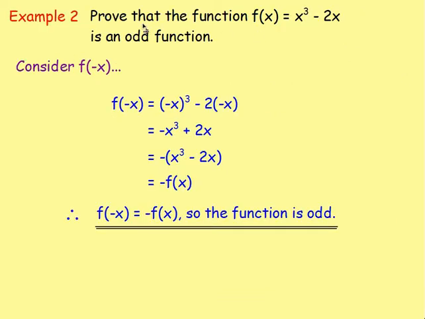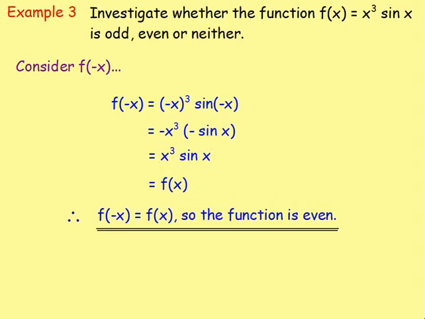Examples then, such as this one: prove the function f of x equals x cubed, take away 2x, is an odd function. Well, again, for any of these functions that you have to determine whether they're odd or even, consider f of negative x. So replace x with negative x, and then you want to somehow try and get back to this original. If you end up with the negative of the original, such as here, that equals the negative of f of x, then it means your function is odd.